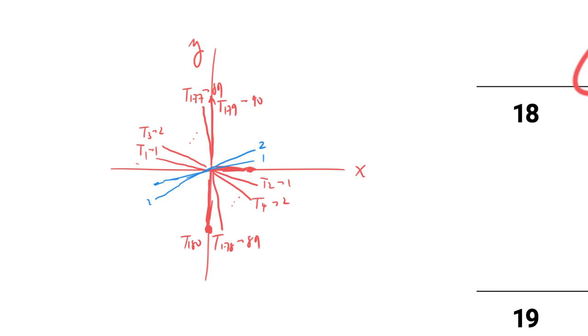Okay, so now this is the key part. We want to know what happens once it hits the y-axis. Maybe it just keeps going. So now I'm going to rotate this by 181 degrees counterclockwise, right? So here I'm going to go 181. I'm going to get here, and I reflect this over the y-axis.